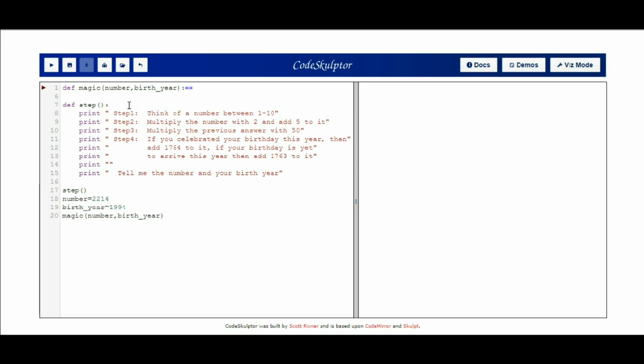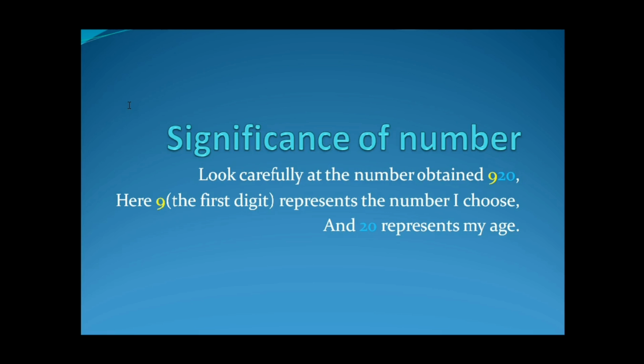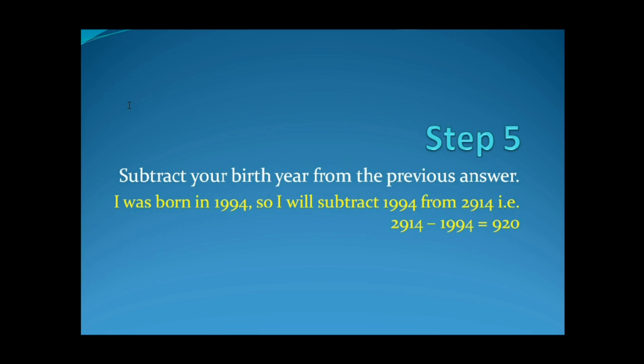Now, for step 5, we have written a completely different function called magic. Magic would basically do step 5. If we go back, then we can see that step 5 was basically subtracting the birth year from the previous answer.